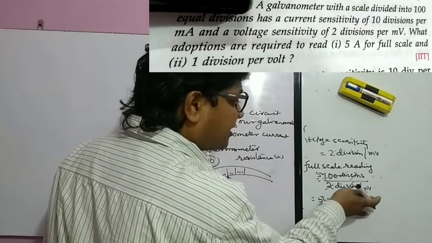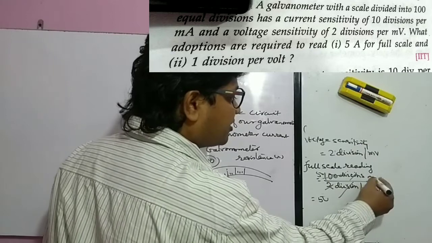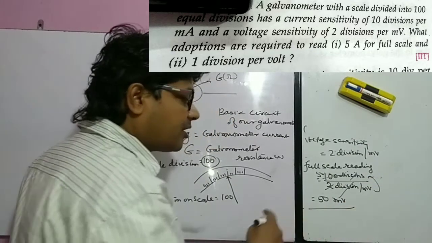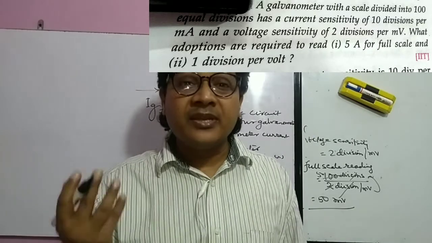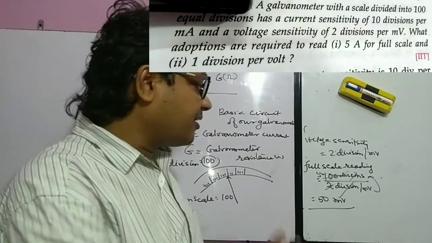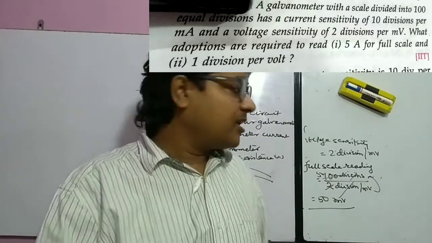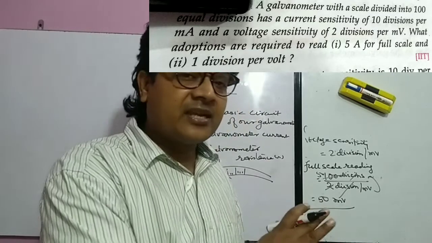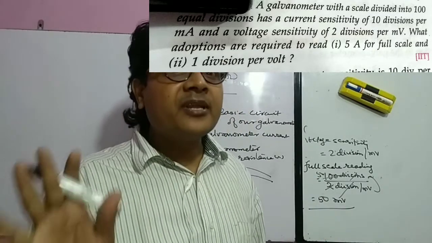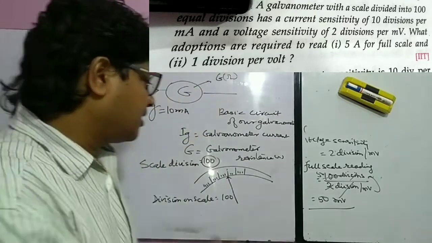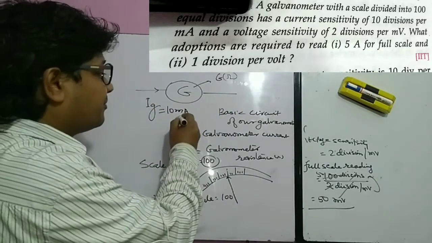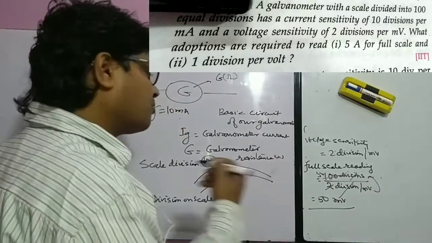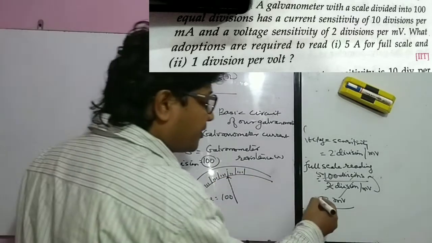So this is 50, and this millivolt will be shifted in numerator. So this will be equal to millivolt. What is the meaning? Meaning is the full scale reading for voltmeter, for voltage it can read 50 millivolt. So current reading 10 milliampere and voltage reading 50 millivolt. So okay, fine. So what is the meaning of this?